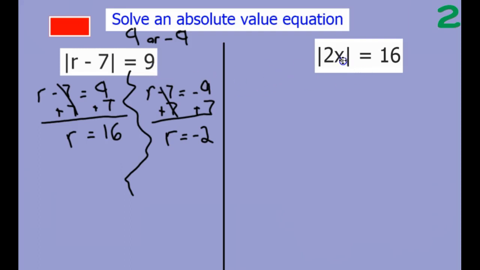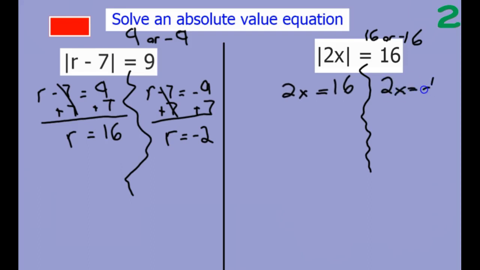Over here, we have the absolute value of 2x equals 16. So we know that whatever's in our shower door, or in our shower, can either be 16 or negative 16. So we have to create our two problems. We would have 2x equals 16 or 2x equals negative 16.